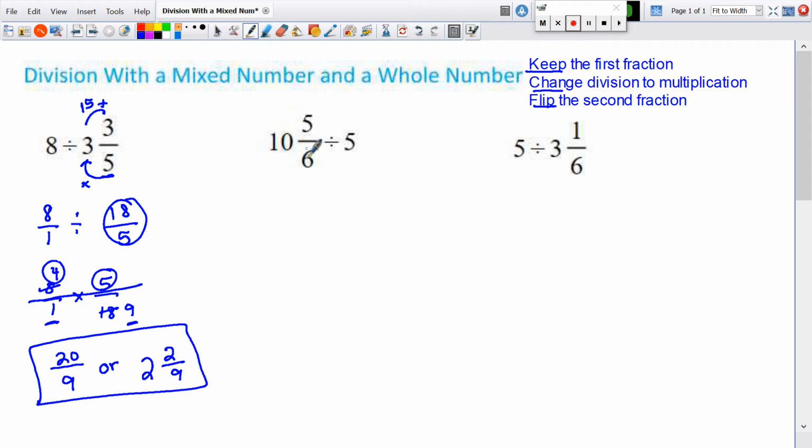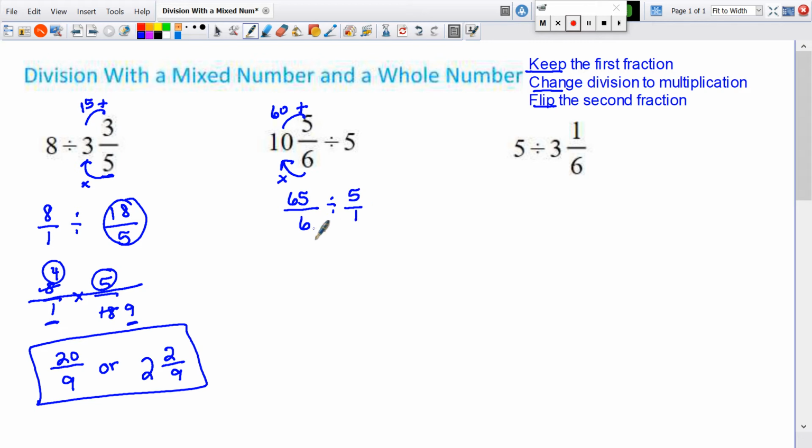Okay, so again, change everything to an improper fraction. The first one, keep the denominator, multiply. 6 times 10 is 60. Oh, sorry, I don't even know why I wrote that. 60. And then add. 60 plus 5 is 65. Divided by, this second one is not a fraction, so you've got to put a 1 under it.